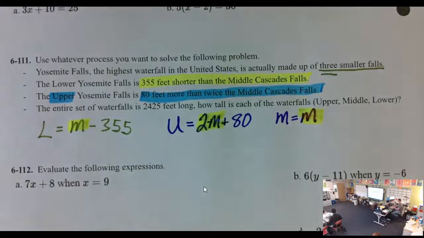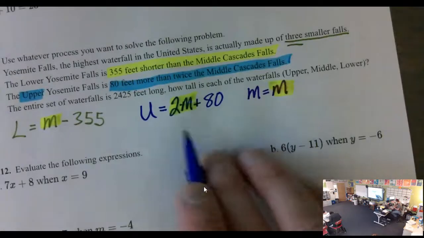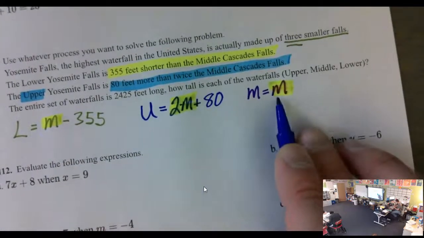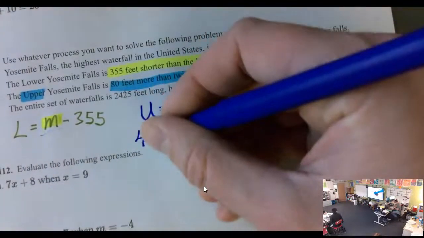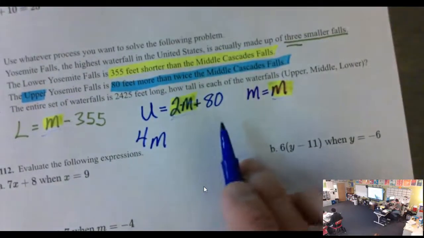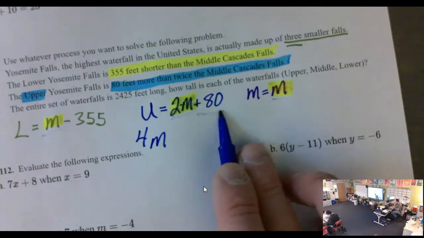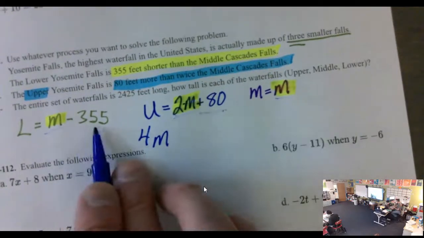So at this point, we're not writing out as much work if it makes sense to you. If it doesn't, we might want to grab a piece of graph paper. But 1m, 2 more m's, and another m. We have 4 m's. How many totals? Well, 80 and a negative 355.